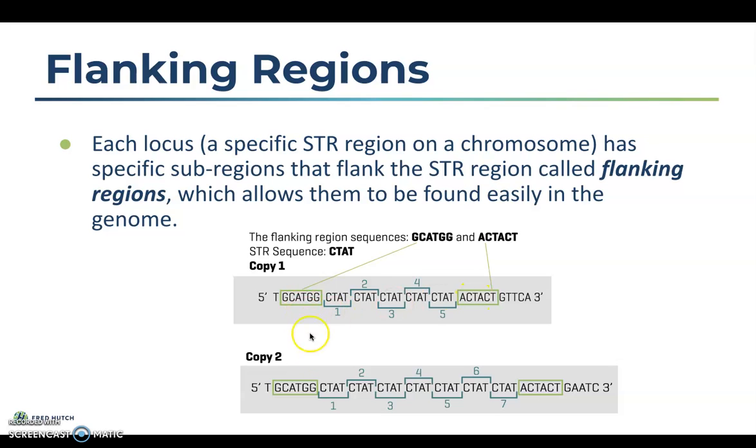Now notice that even though this copy on the bottom, this allele, has 7 copies of the STR compared to 5, it has the same letters in its flanking regions, because we're looking at a single gene, and the only part that's different is how many times this little chunk is copied, okay?